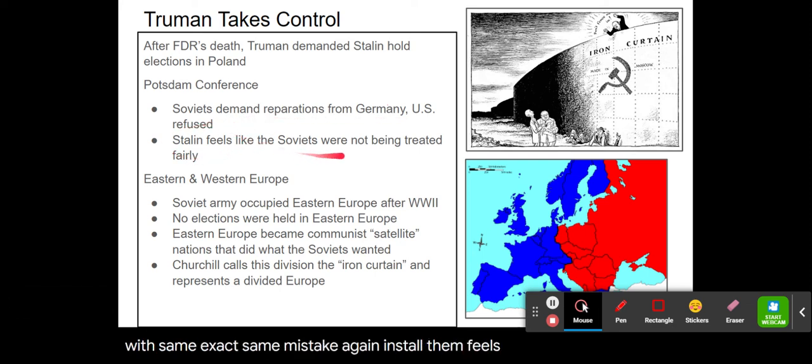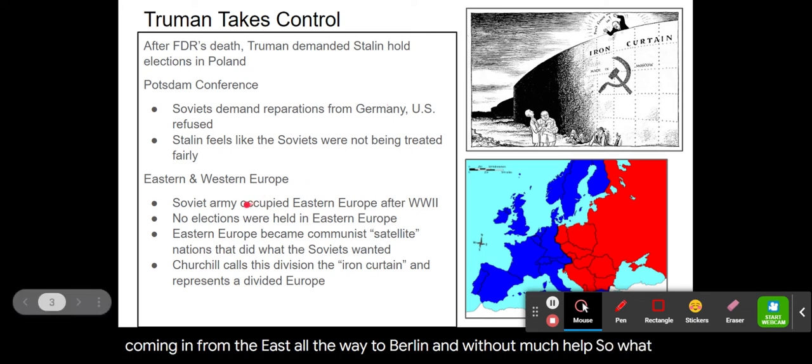And Stalin feels like that's not fair because the Soviet Union lost more soldiers than anybody else. It was very costly for them. They did a lot of really important work in World War II by coming in from the east all the way to Berlin and without much help. So he felt like that wasn't being fair.